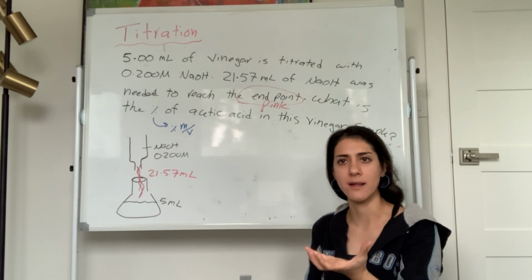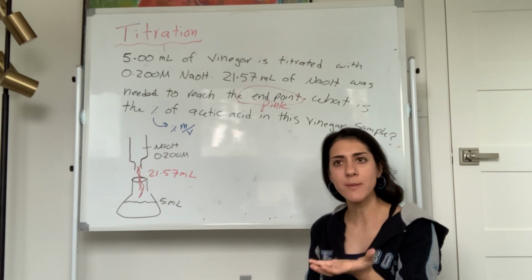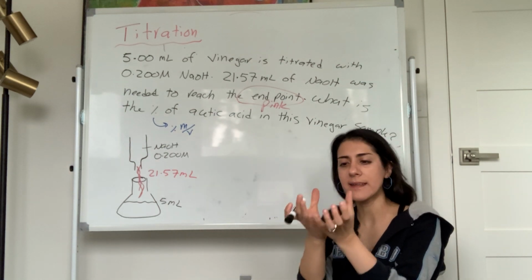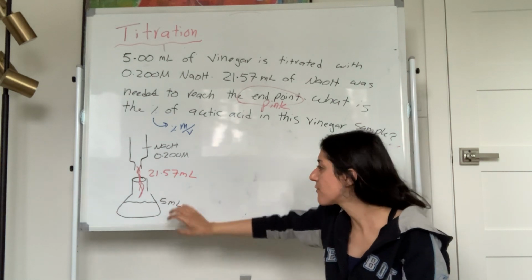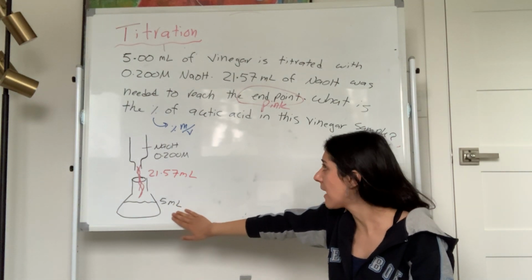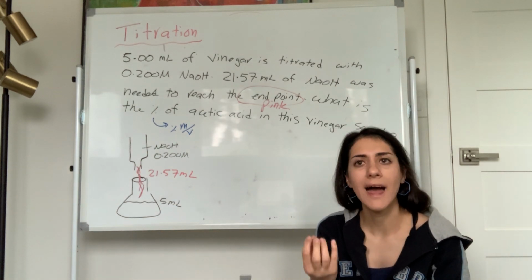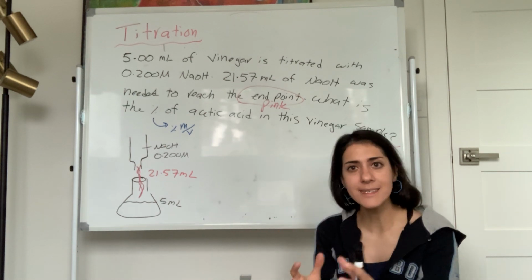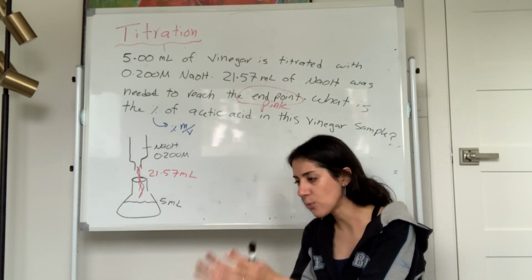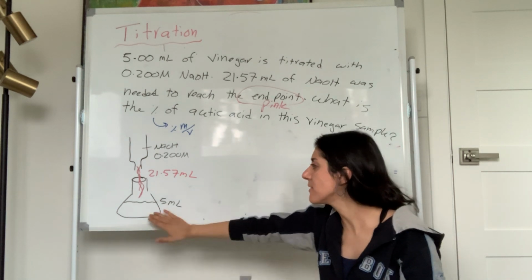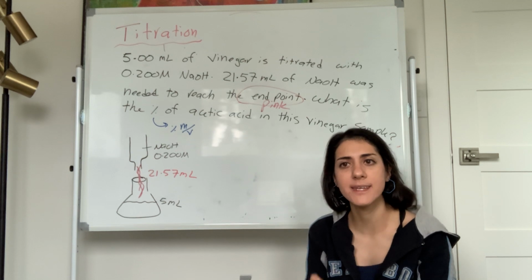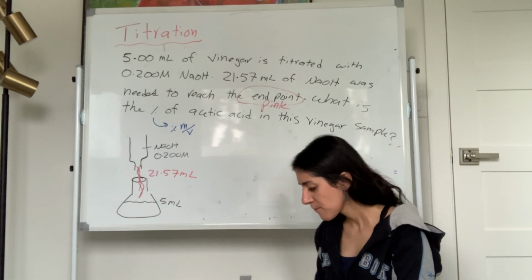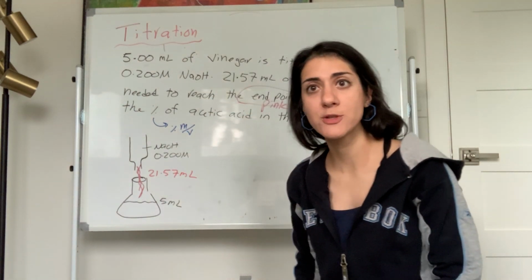So I have a 5 ml of vinegar sample. I want to figure out how much of this sample is acetic acid. I want to figure out what is the percentage of acetic acid in this sample, because vinegar is water and acetic acid. I want to figure out how much of it is acetic acid. You following me so far? Okay, beautiful.